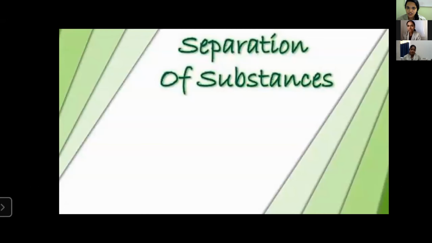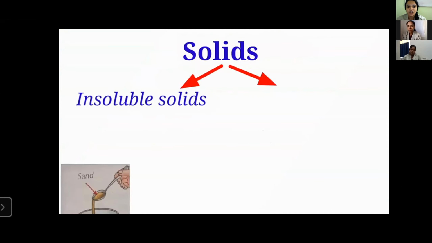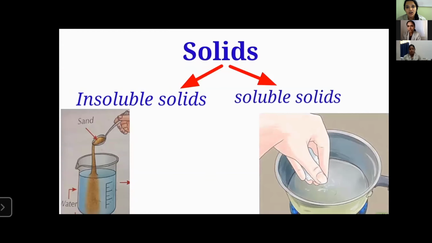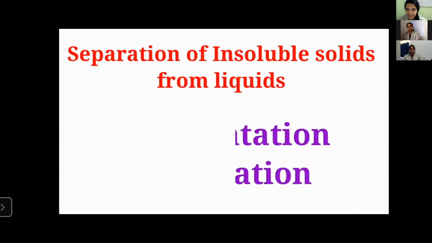So, about separation of substances. We are going to deal with separation of solid from liquids, or heterogeneous mixtures in which liquid and solids are present. Solids are of 2 types: insoluble solids and soluble solids. Examples of insoluble solids are sand in water, and soluble solids are sugar in water. So here we are going to deal with separation of insoluble solids from liquids. The 3 methods, as I mentioned before, we are going to see in detail.